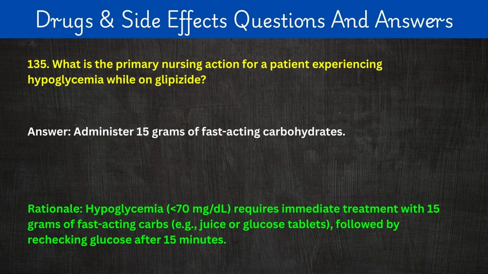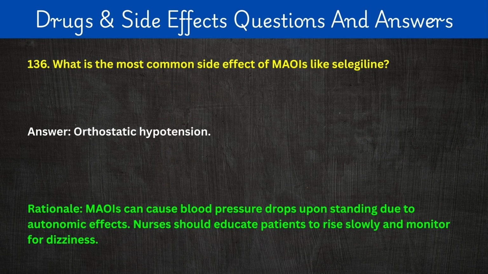Question 135. What is the primary nursing action for a patient experiencing hypoglycemia while receiving glipizide therapy? Answer: Administer 15 grams of fast-acting carbohydrates. Rationale: Hypoglycemia, defined as a blood glucose level less than 70 milligrams per deciliter, requires immediate treatment with 15 grams of fast-acting carbohydrates, such as fruit juice or glucose tablets, followed by rechecking the patient's blood glucose level after 15 minutes.